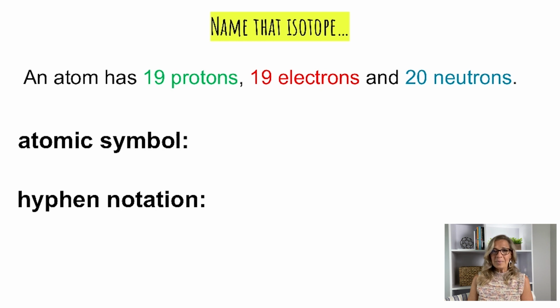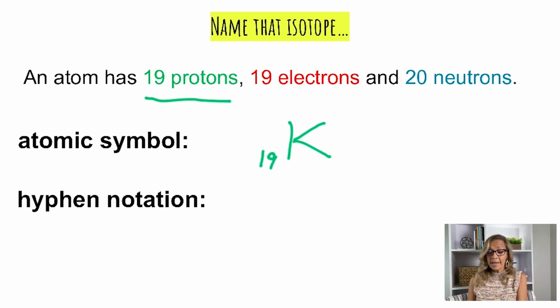Let's say I have an atom that has 19 protons, 19 electrons, and 20 neutrons. Can we write the atomic symbol? Well, first of all, we have to identify what is the element. We identify element by protons. So element number 19 is potassium, and the symbol is K. Now, that number of protons, the atomic number, goes on the bottom left.